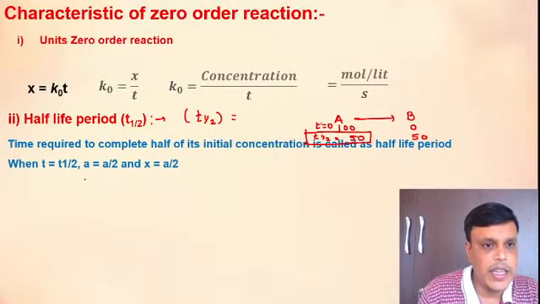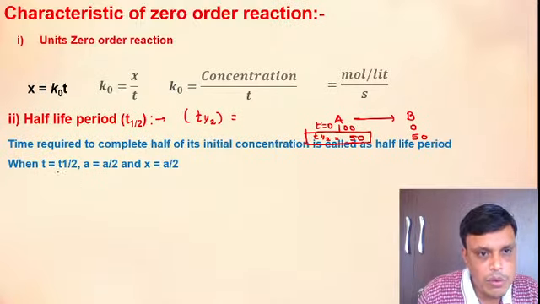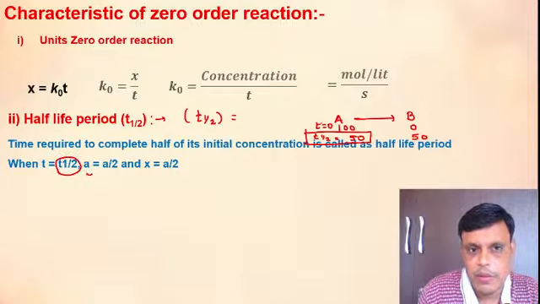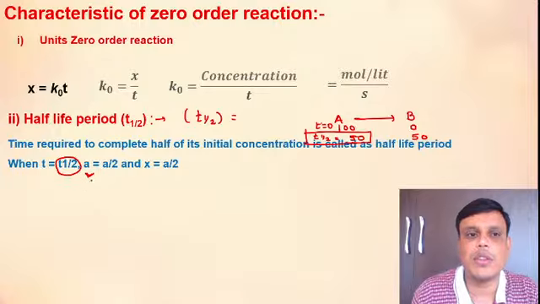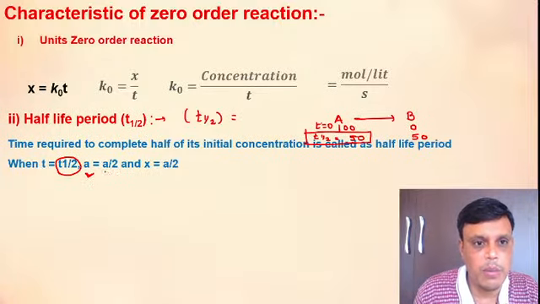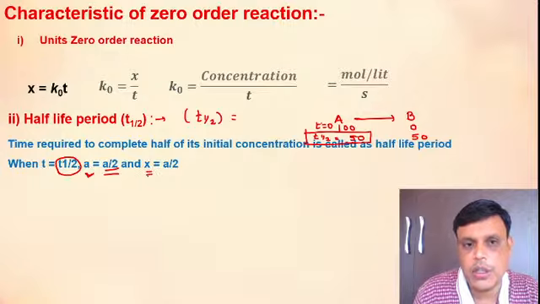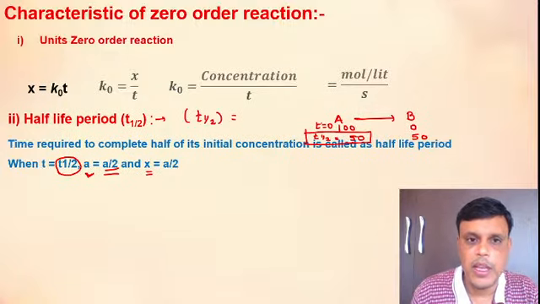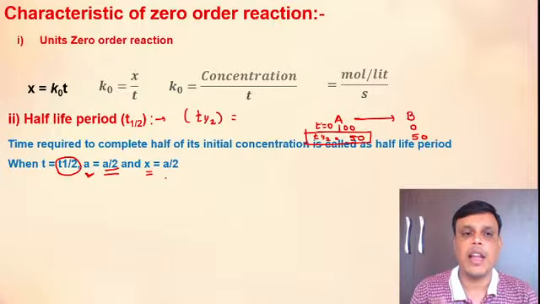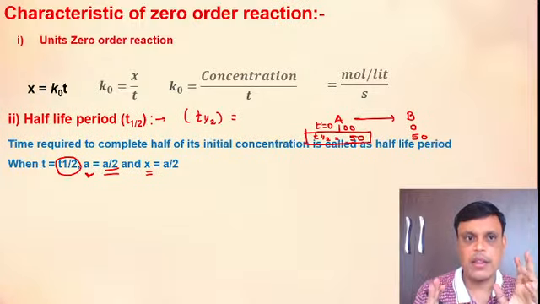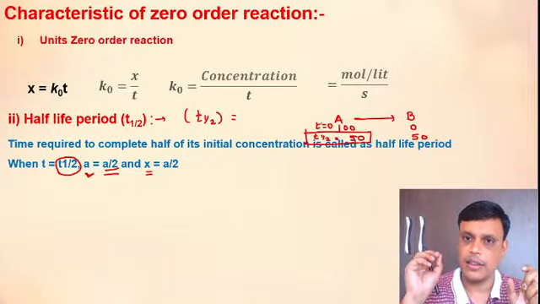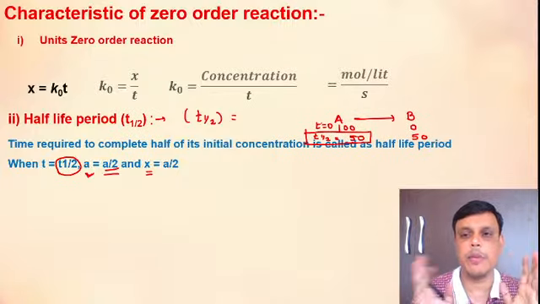So when t is equal to t half, the concentration of reactant at time t half is a by 2, and x, which is the concentration of product formed, will also be a by 2. So at a time t half, the reactant and the product are present in 50-50%.